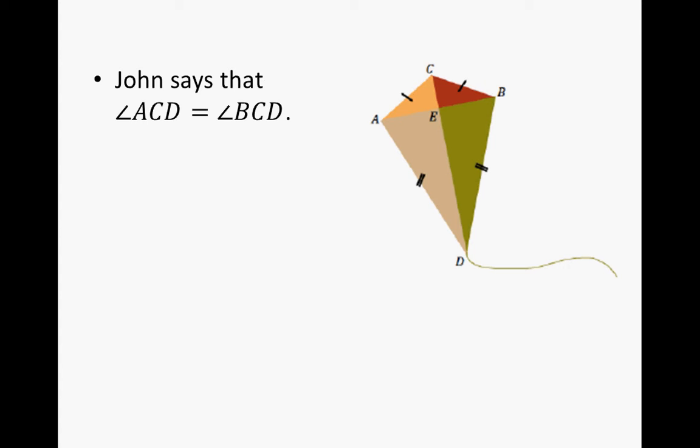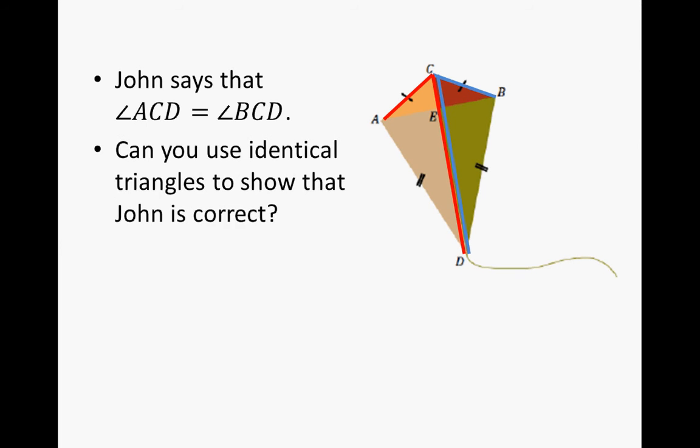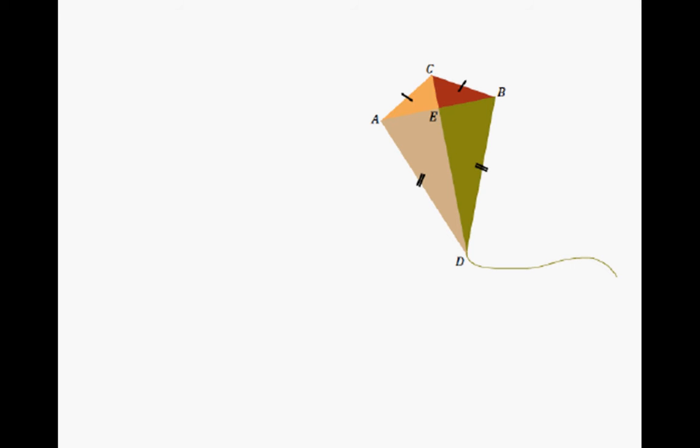John says that angle ACD, so watch this, ACD, all right, so that's this angle right here, is equal to BCD. So I'm doing this in blue, so BCD. So ACD is equal to BCD. Can we use identical triangles to show that John is correct? All right, so let's see if we can do that.